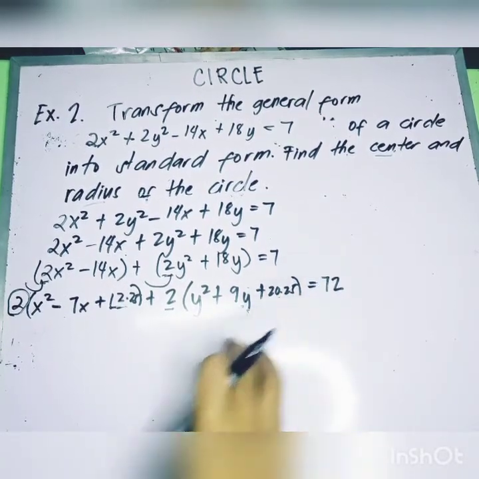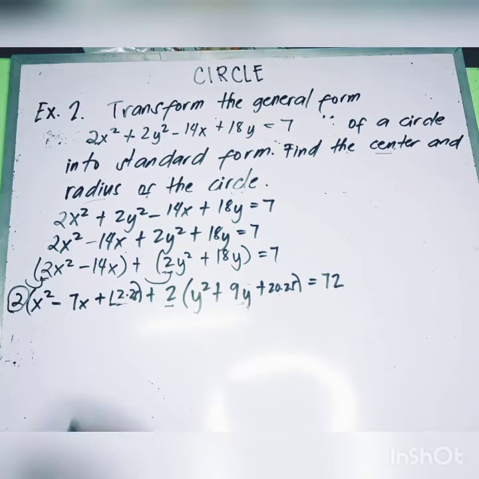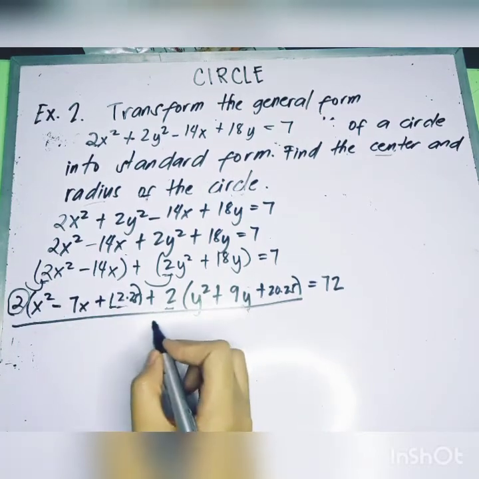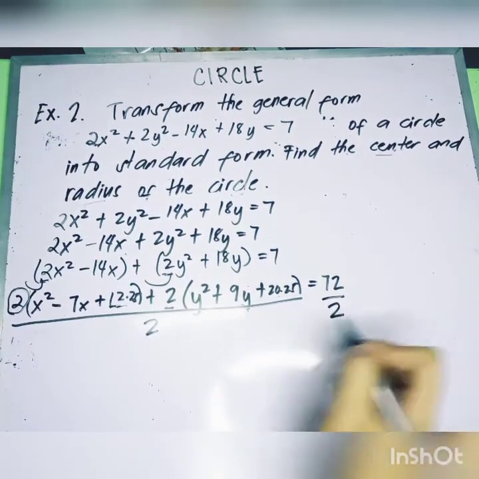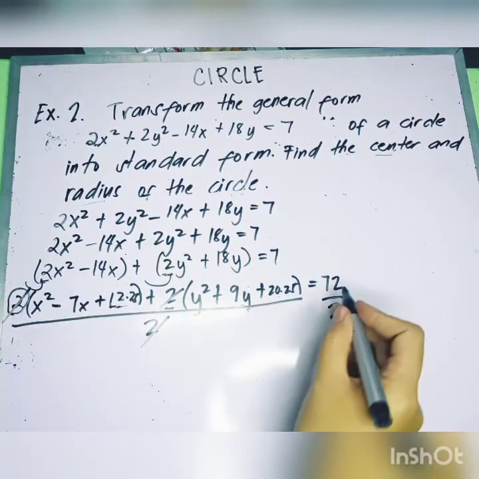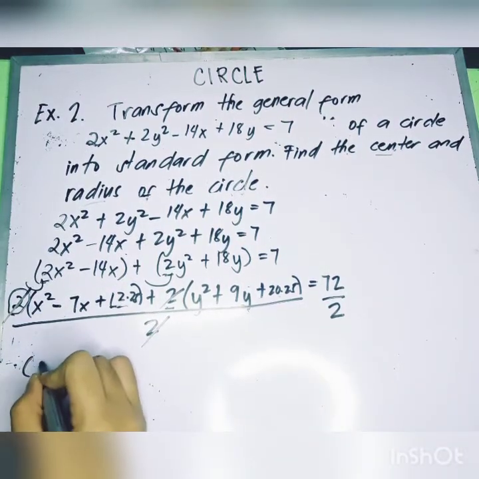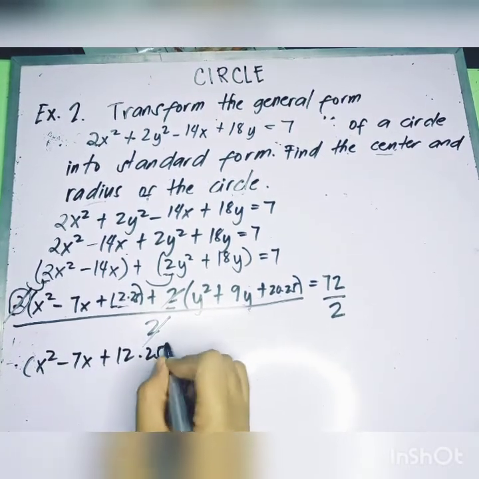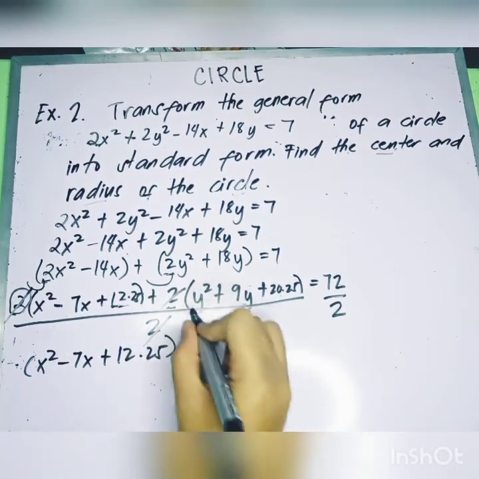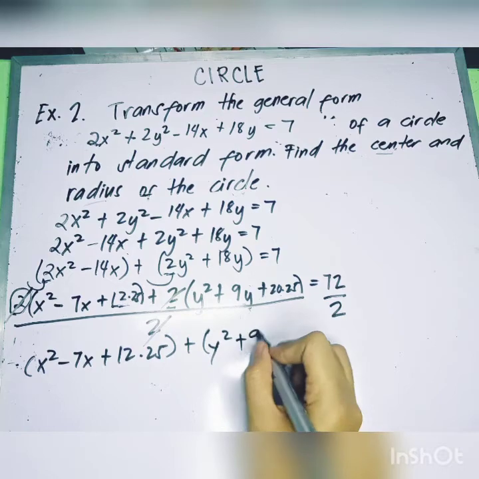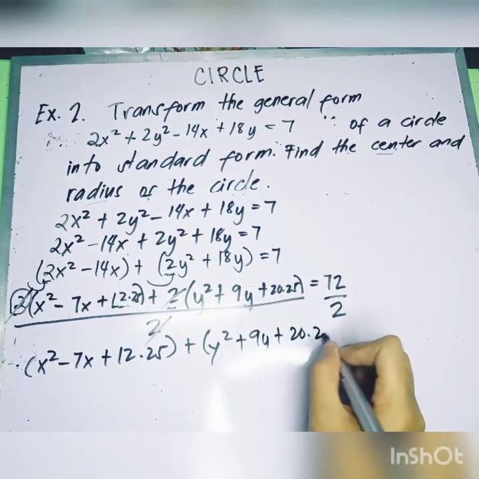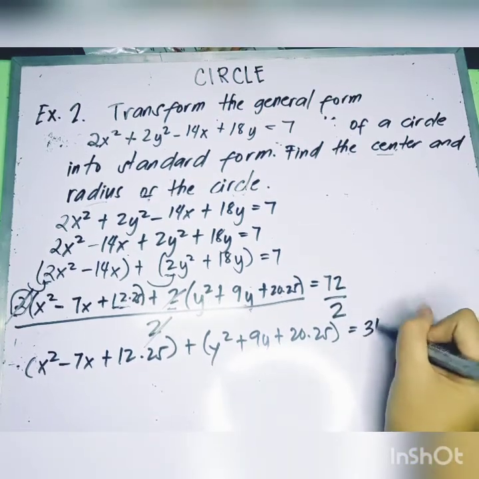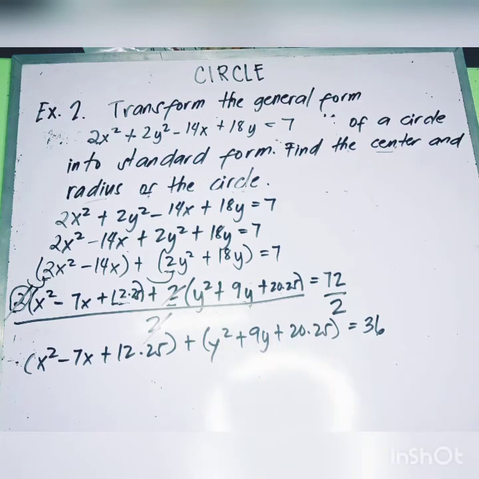Okay, after po nyan, masimplify natin, nakuha na natin yung third term. We have to eliminate or cancel the 2. Okay, again po, in order to cancel this one, we have to divide both sides by the coefficient na nilabas natin. Okay, so dito po sa example natin, we have 2. So, divide natin both sides by 2. So, we can cancel now. So, matitira lang itong 10. So, we have here x squared minus 7x plus 25, okay, plus y squared plus 9y plus 20.25 is equals to 72 divided by 2, we have 36. Okay, after this one, we'll proceed to the standard form.